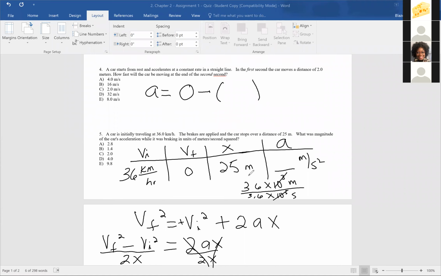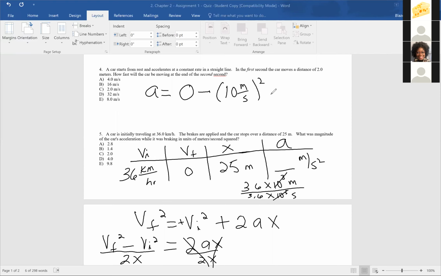Okay. 36 was my speed, 36.0. So I got 36 kilometers. I replaced kilo with 10 to the third. And when I divide that by 3.6, then I get 10. So I have 10 meters per second to be squared.